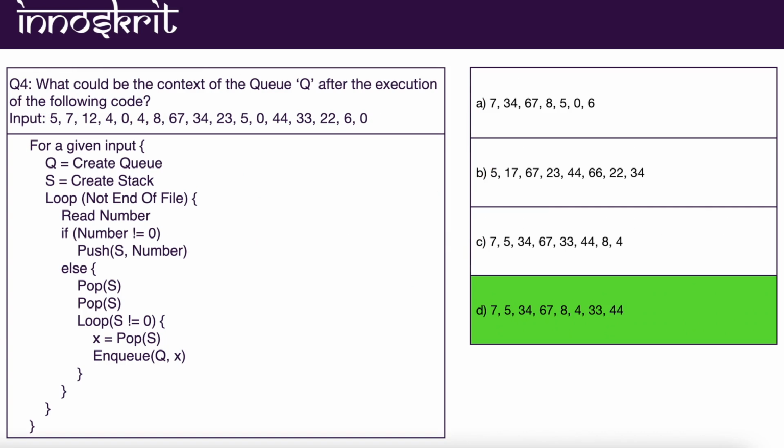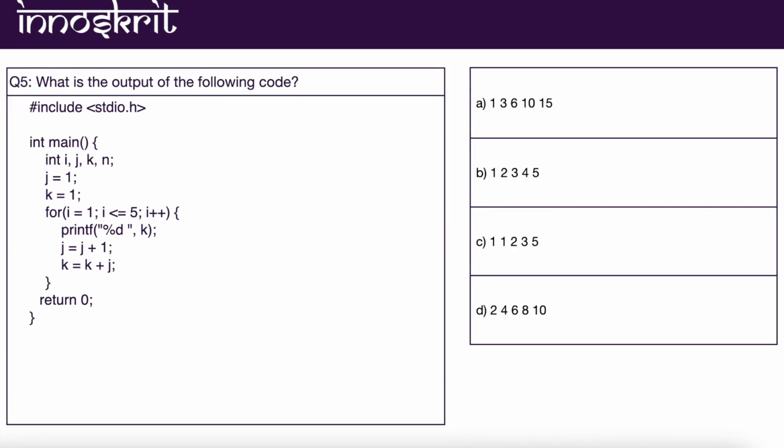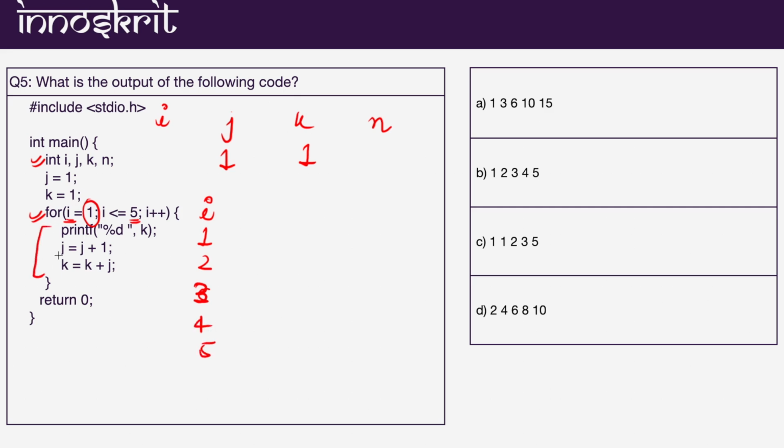Now let's move to the next question, which is question number 5. In question number 5, we are given 4 variables I, J, K and N. J is 1, K is also 1. Now there is a for loop which says that I will start from 1 and go to I equals 5. So I will go 1, 2, 3, 4 and 5.